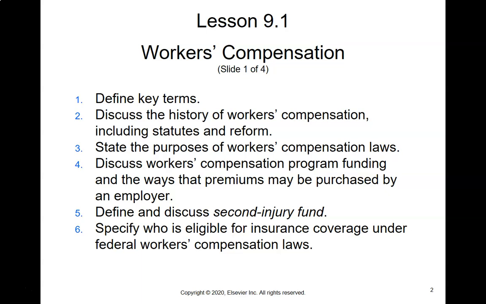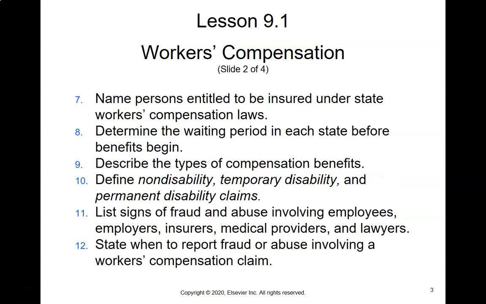4. Discuss workers' compensation program funding and the ways that premiums may be purchased by an employer. 5. Define and discuss second injury fund. 6. Specify who is eligible for insurance coverage under federal workers' compensation laws. 7. Name persons entitled to be insured under state workers' compensation laws. 8. Determine the waiting period in each state before benefits begin.